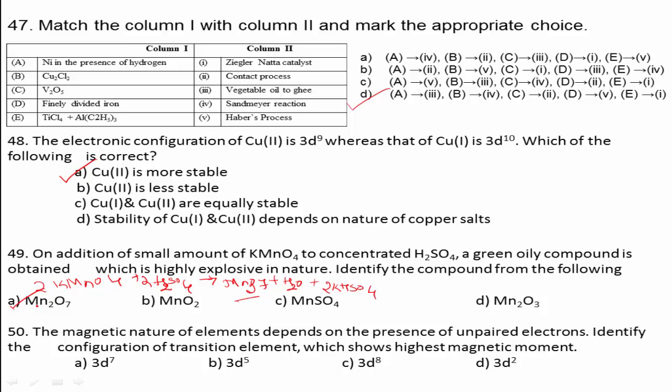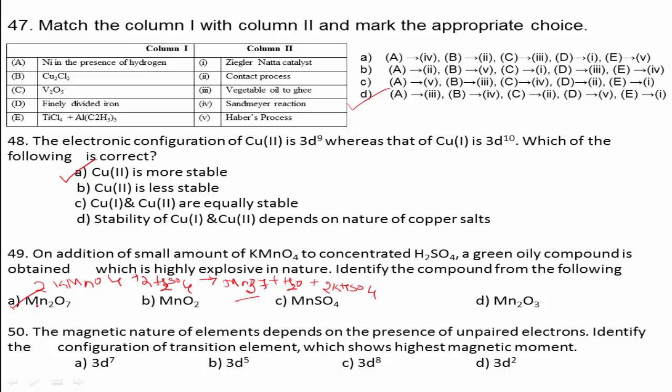Next, last question, number 50. The magnetic nature of elements depends on the presence of unpaired electrons. Identify the configuration of transition element which shows the highest magnetic moment. Option A 3d7, option B 3d5, option C 3d8, option D 3d2.